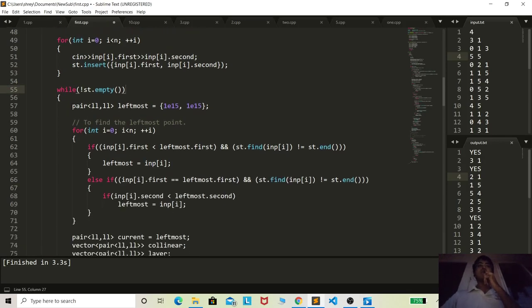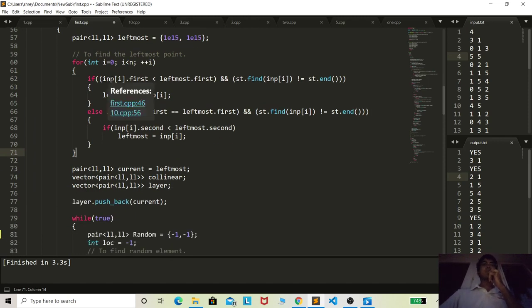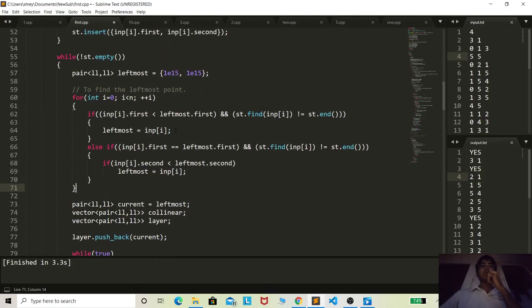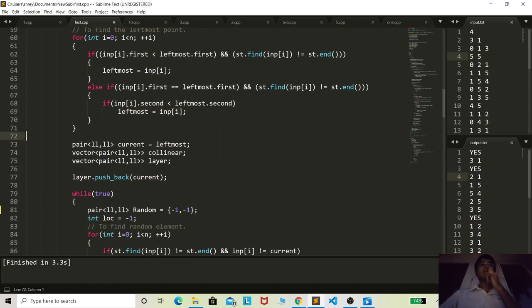So as we discussed in the video, we are finding the first leftmost point. Initially the leftmost point, we are initializing it to some really huge number, and then we are just iterating through all the other remaining points. And if the input point has a lesser x coordinate than the current leftmost point, then we just change the leftmost point to the input point. Otherwise, if it has an equal x coordinate, we just sort it by the lesser y coordinate. So this was explained in the video as well. And then I just assign the current variable to the leftmost.